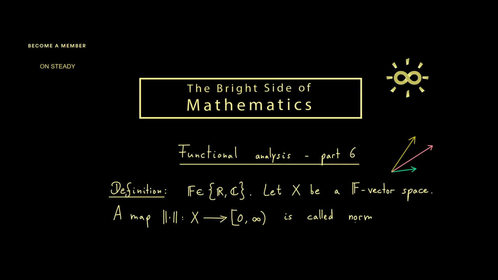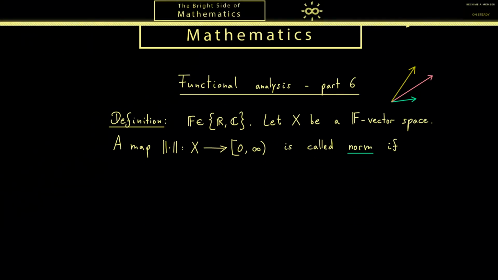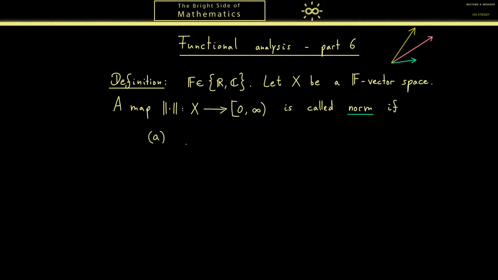And this map we get, we call a norm if it fulfills 3 properties. Since you already know metrics, you might easily guess some of the details here. For example, in A, we find the positive definite part, which means if we have the length 0, then this is equivalent to having the 0 vector. Or in other words, the 0 vector has length 0, which makes sense, but it's also the only one with length 0.